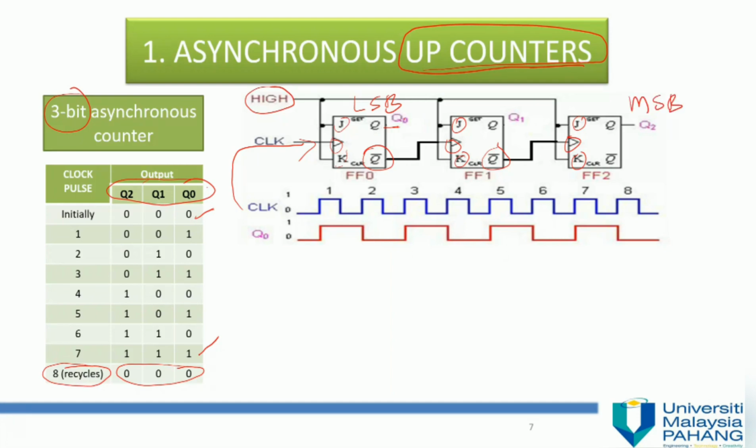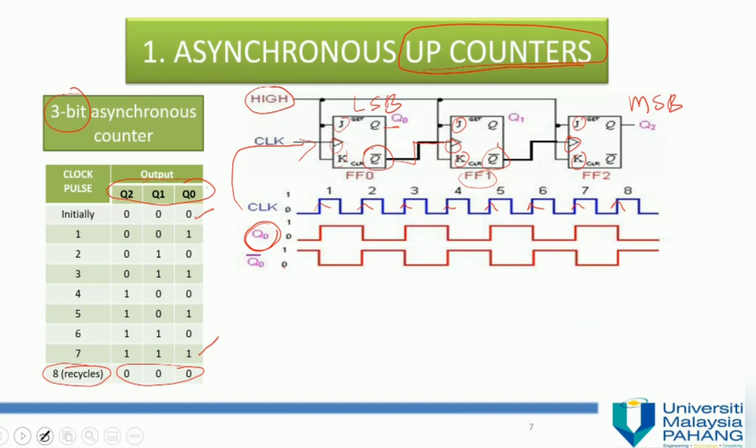The output of Q0 will be triggered at the PGT, positive going transition, of the clock input. So here is the output waveform of Q0. Then the clock input of flip-flop 1 is from Q0 bar. So the Q0 bar signal is like this. Flip-flop 1 will operate when it gets the clock input from Q0 bar. So the PGT of Q0 bar is here. At this point, I mark the PGT of Q0 bar here. So the output Q1 will be triggered at the PGT of Q0 bar. So we can get the output for Q1 at the Q0 bar PGT. The output of Q1 will be toggled.